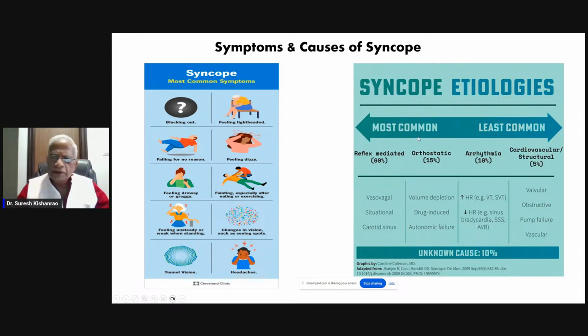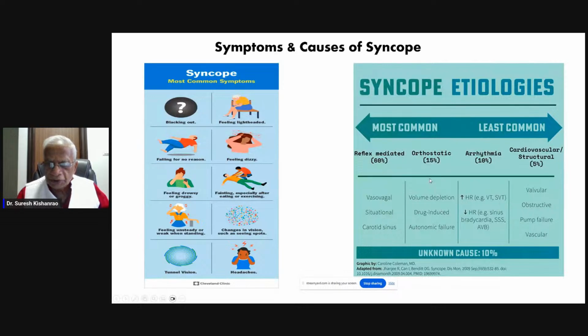And basically, etiologically, we diagnose syncope into two categories. The most common are reflex mediated, which is about 60%, and orthostatic. Less common are arrhythmias of the heart and cardiovascular structural problems. So, in the reflex mediated, we call it vasovagal, situational, which is more common in children. Vasovagal is more common in both. Carotid sinus syncope is basically in adults.